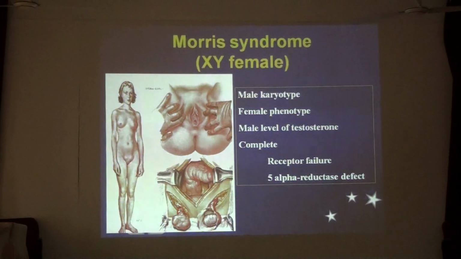Now coming to Morris syndrome. Morris syndrome is a male karyotype and female phenotype. Male levels of testosterone could be found here, and it is a receptor failure and 5-alpha reductase deficiency.